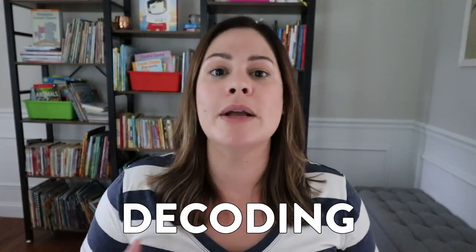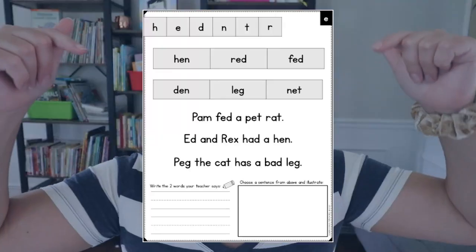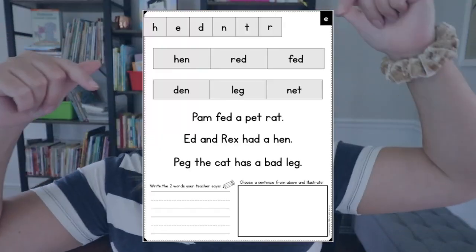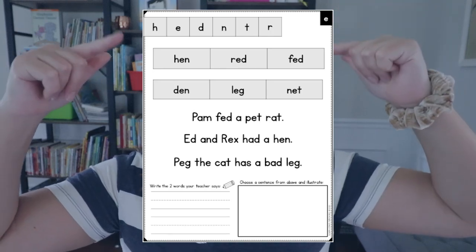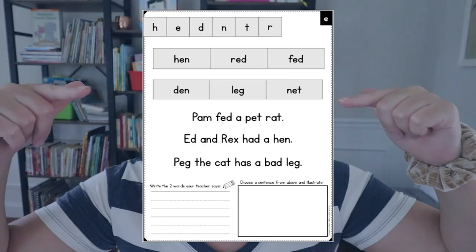Okay, so you did a little warm up and you did some phoneme segmentation. Next, I like to move on to decoding. Now, when students are decoding words, I like to have them decode words in isolation and then pretty quickly move into a simple sentence. Now, I have shared these many times before, but I like to use something like this one-page decodable because it has students reviewing sounds at the top, then going into those words in isolation, and then going into those sentences.